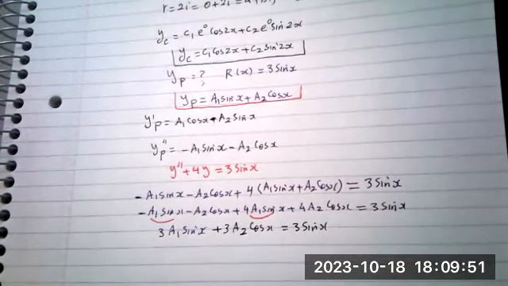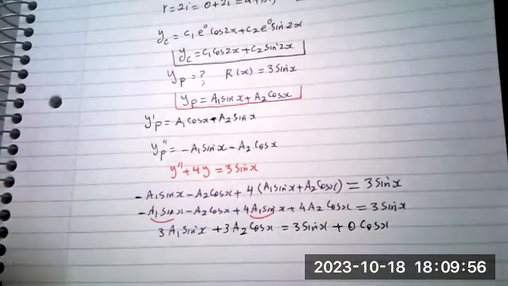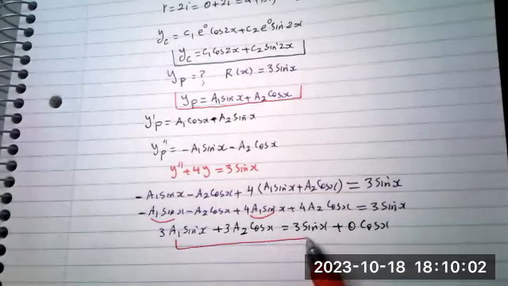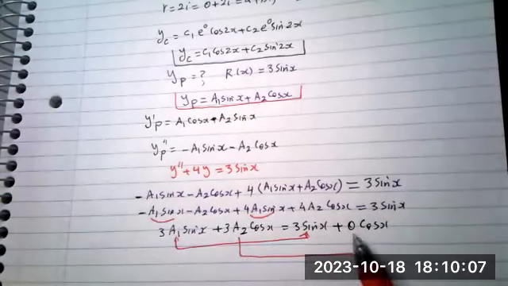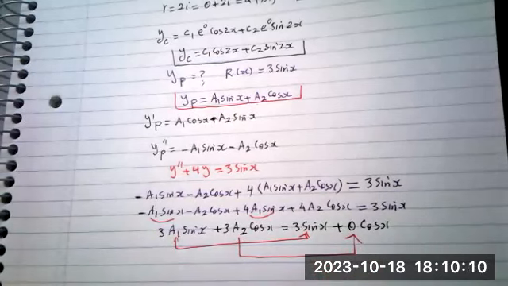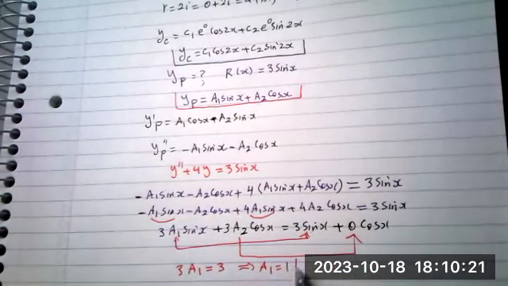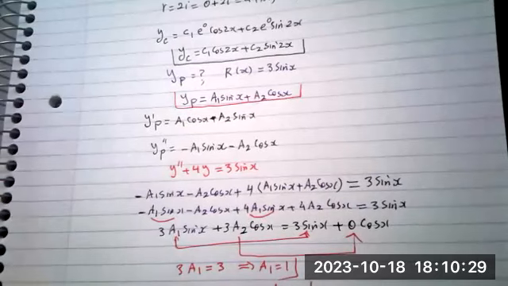You might think about this one as 3 sine x plus 0 cosine x. And you let the coefficients be equal to each other. The coefficient of the sine is 3a1, and over here is 3. The coefficient of the cosine is 3a2, and here is 0. You compare them together, so we get 3a1 is equal to 3. This is from the first one. So that gives you a1 equal to 1. And the second one, 3a2 equal to 0. So that gives you a2 equal to 0.